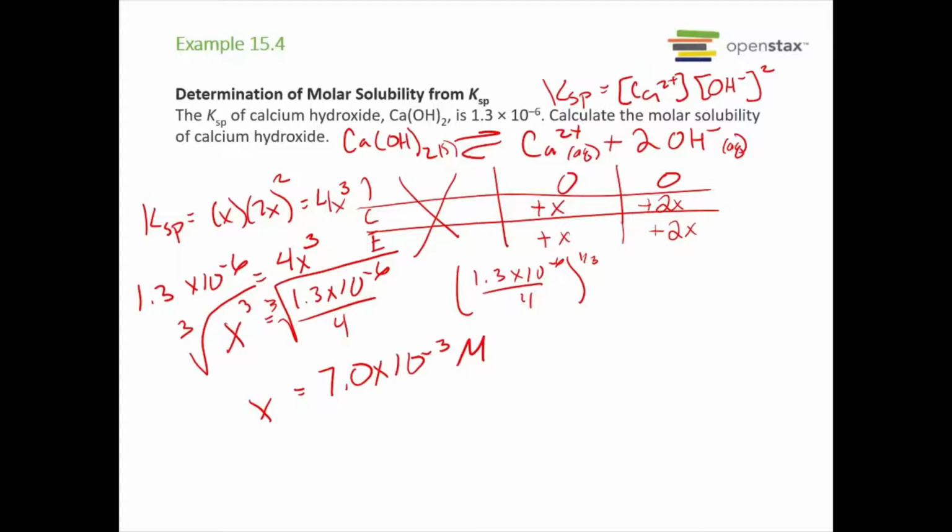Okay, so that's our concentration of calcium, right? And then we know that it's a 1-to-1 stoichiometric ratio between calcium and calcium hydroxide. So that means this is also equal to the molar solubility for calcium hydroxide. Again, if it was 2 calciums per calcium hydroxide, then you'd need to multiply it times 2.